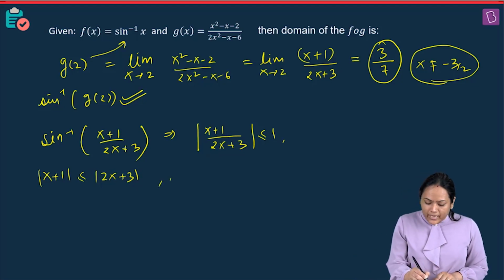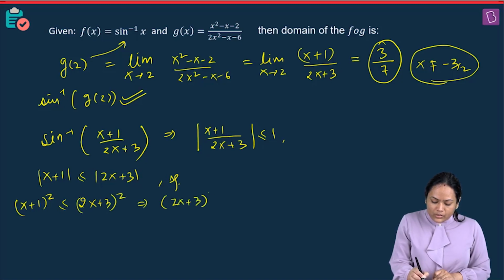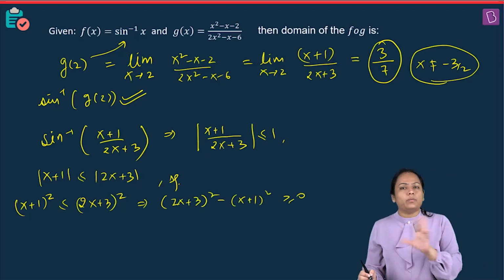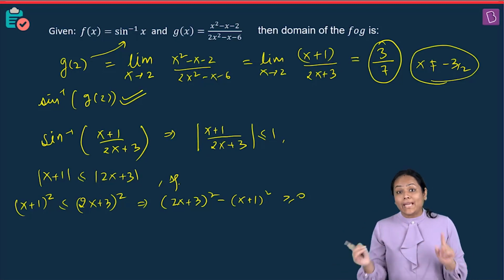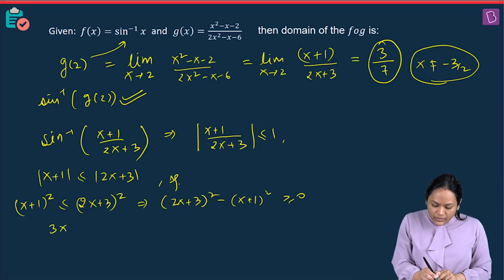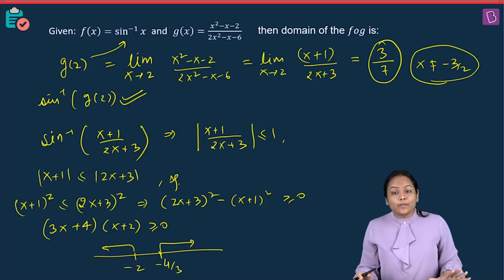When I cross multiply and square, it gives (x + 1)² ≤ (2x + 3)². When I bring terms to one side, it's basically a² − b² ≥ 0. What are the factors of a² − b²? Well, you can directly substitute; it's (a + b)(a − b). So it's going to be (3x + 4)(x + 2) ≥ 0. That means x is either less than or equal to −2 or greater than or equal to −4/3. Is this clear? Okay.